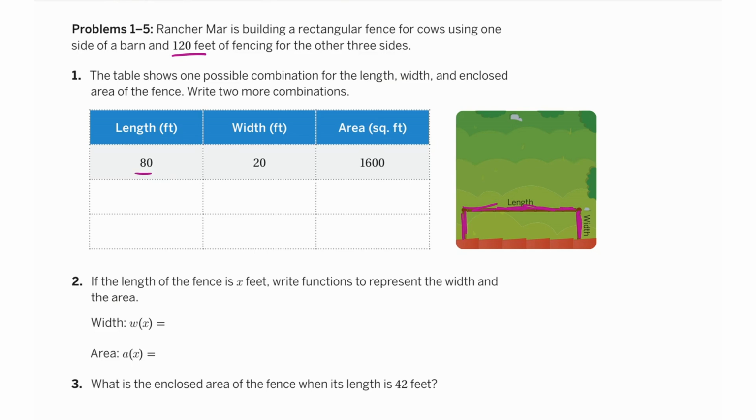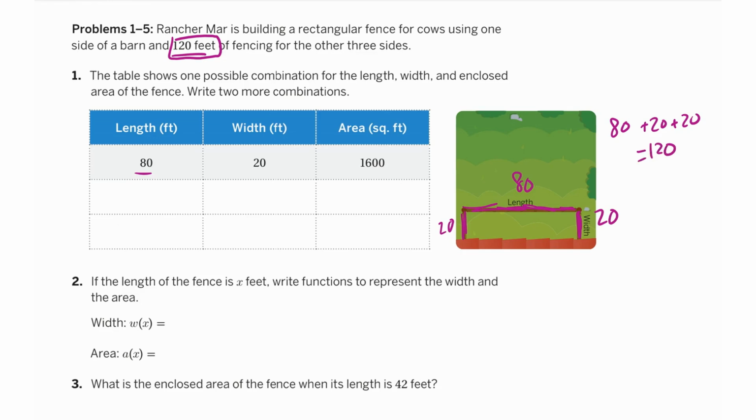So let's first understand what is written already. We have the length, which was 80 feet here, the width, which was 20 feet. And the issue here is that this only adds to 100 feet of fencing when we were told that there's 120 feet of fencing. The reason is that there's this other side over here on the left that is also the same width, another 20 feet. And when we add that together, that gives us our total of 120 feet.